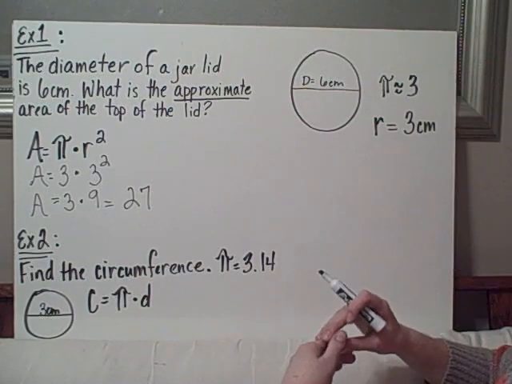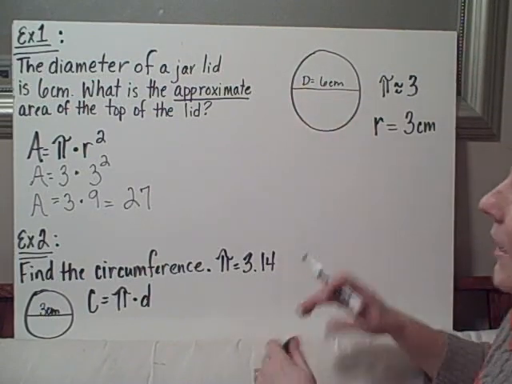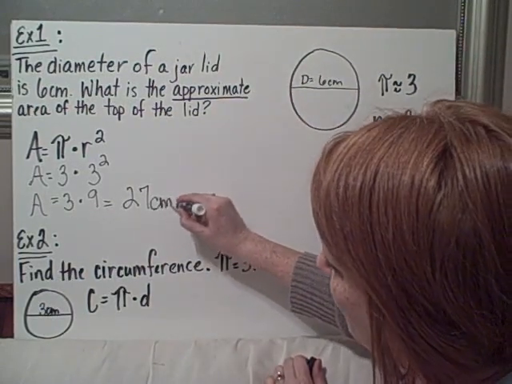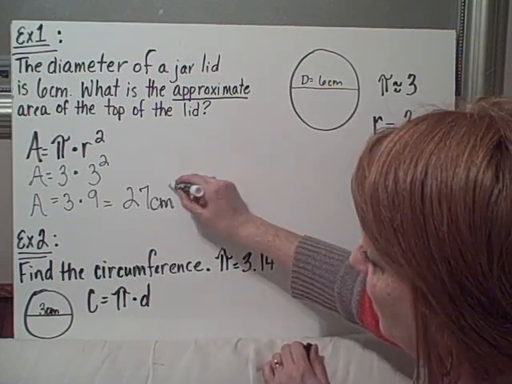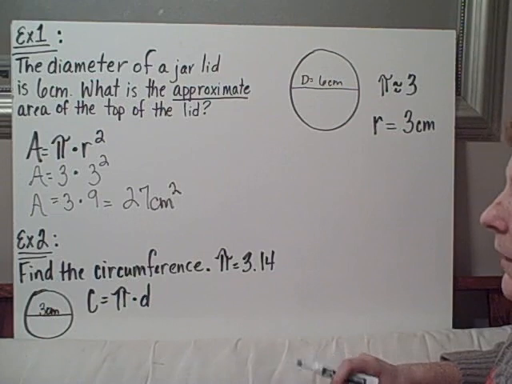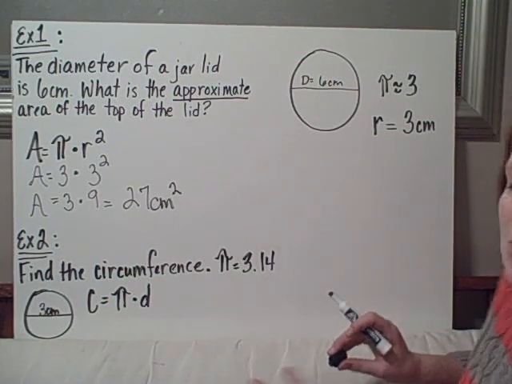Now we're dealing in area. I also have to have my units. My units are centimeters. And again, even though I am working with circles, my areas are also squared. Come down to example 2. Example 2 is a little more basic.